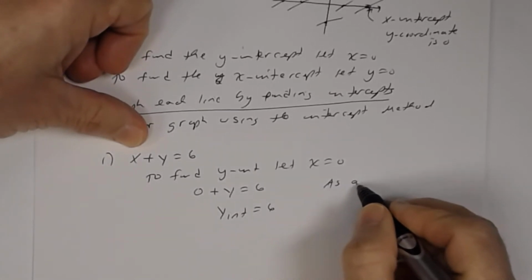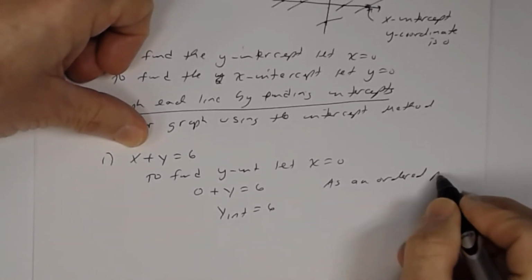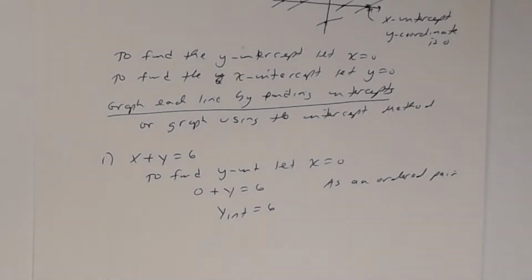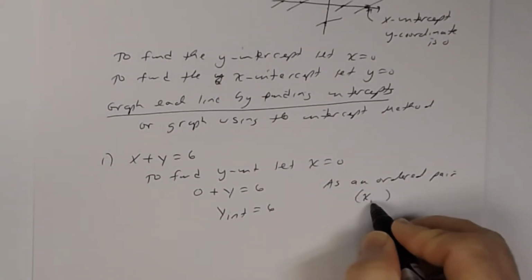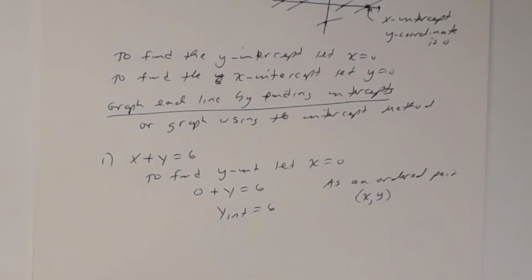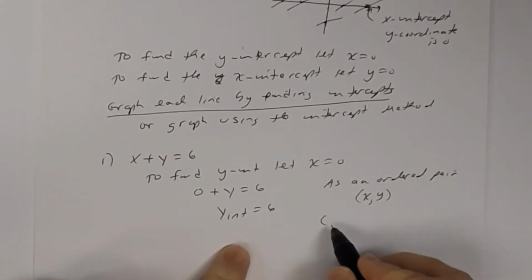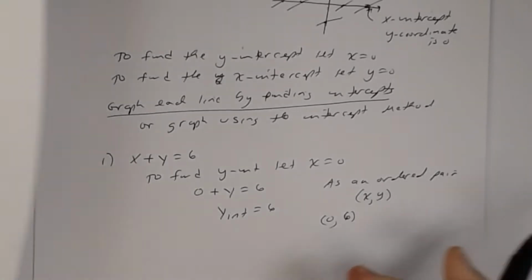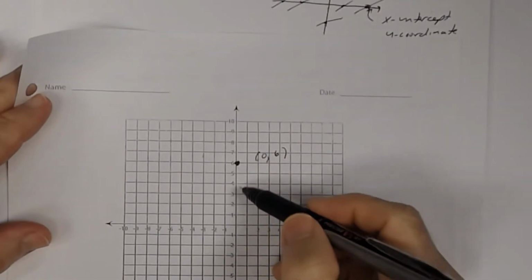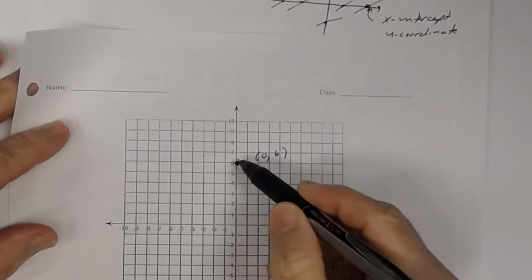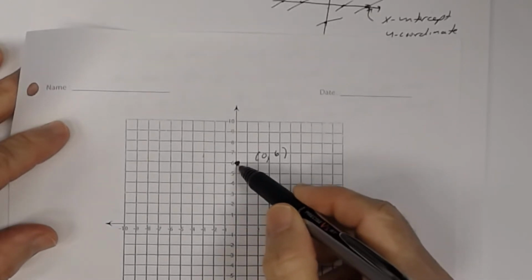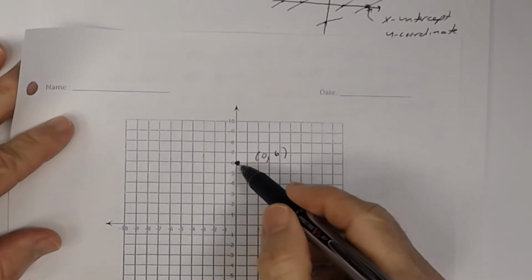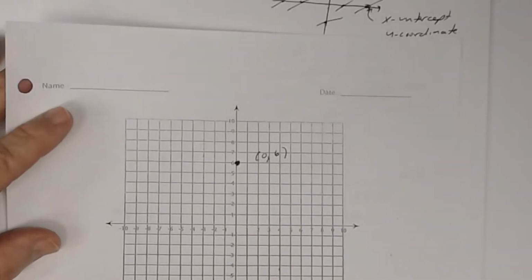As an ordered pair, now remember from previous courses what we mean by an ordered pair. An ordered pair means a point where the x-coordinate is listed first and the y-coordinate is listed second. So in this case, for the y-intercept, the x-coordinate is 0 and the y-coordinate is 6. Then all you do is go to your grid and plot the point 0, 6. I've already done that here. Remember, you go from the origin, you go up 6 and you stop. So that's the ordered pair 0, 6.